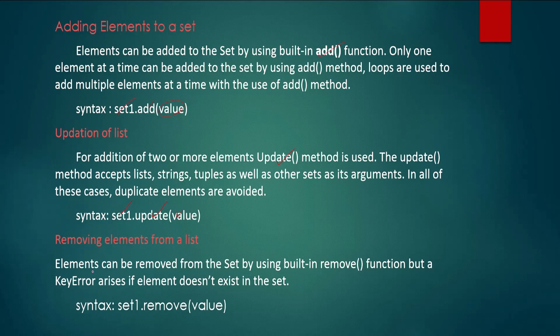Removing elements from a set. Sorry, it is set. In order to remove elements from a set, we have an inbuilt method called remove. We use variable name dot remove, and whatever value we want to remove is specified within the remove method. If the value does not exist, it will throw an error. So make sure that whatever element you want to remove exists in the set. Let's see all this with an example.